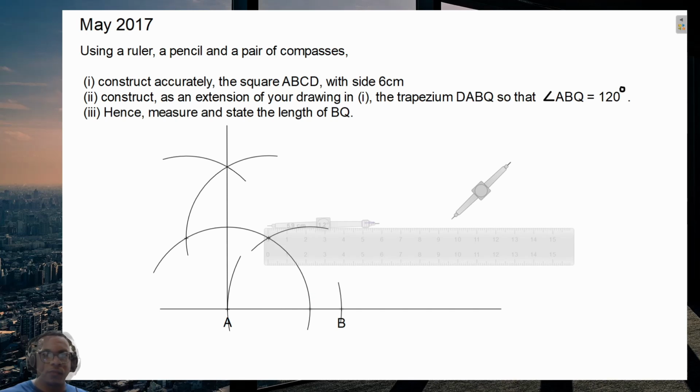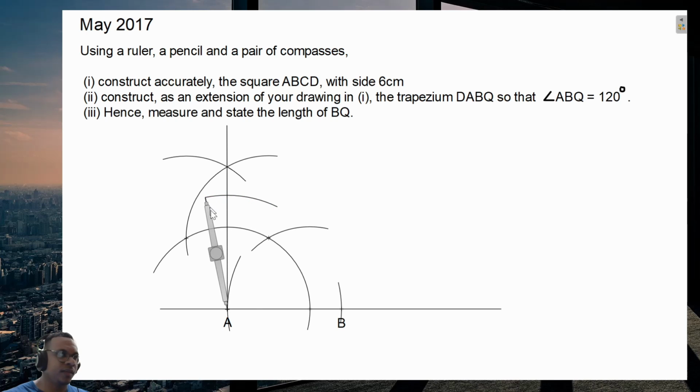So I'll take my ruler and I'll open my compass out to 6 centimeters. Then I'll place my compass point at A and make an arc. Cut this line. And that will give me a 6 centimeter line segment. Then where the arc cuts the line, I place my compass point there and make another arc.